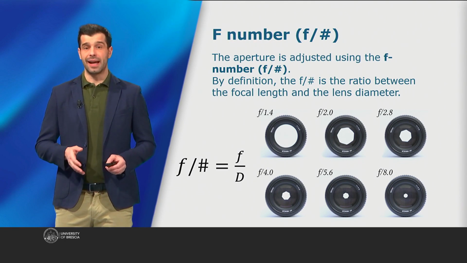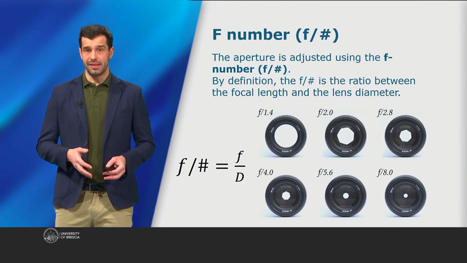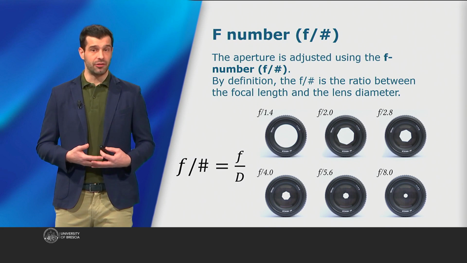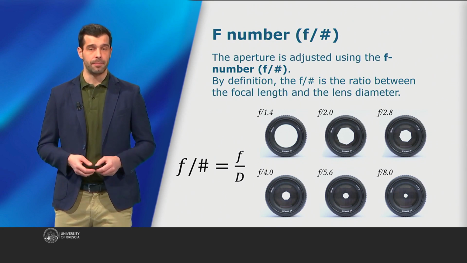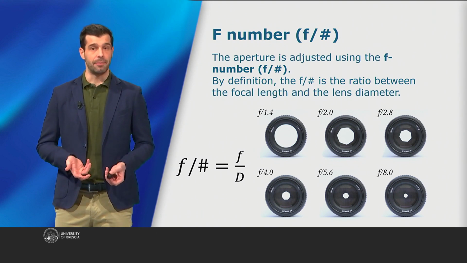This means that as the diameter increases, the f-number decreases. This is possible thanks to a mechanical movement of the iris, which, by opening and closing, allows more or less light to pass through the lens itself. But now let's try to understand what the f-number really is, what it's for, and what values it can take.